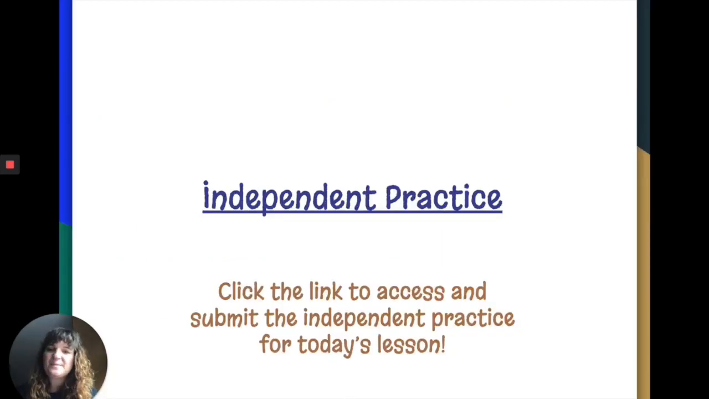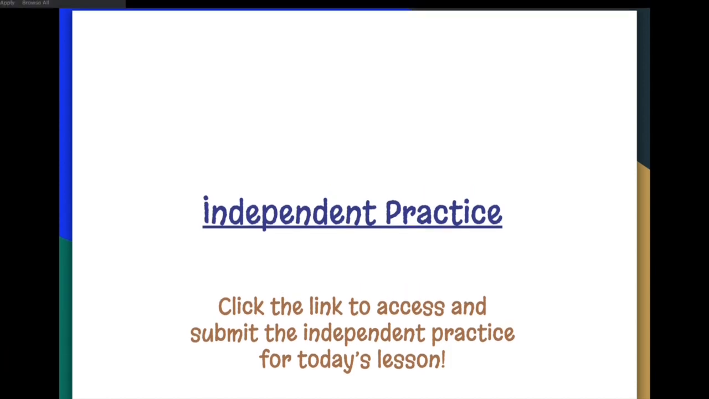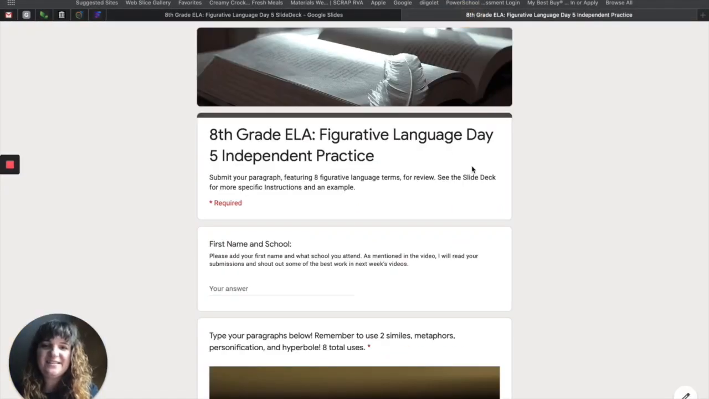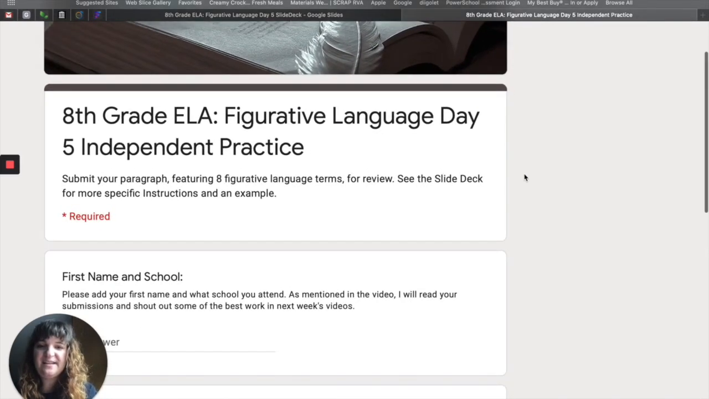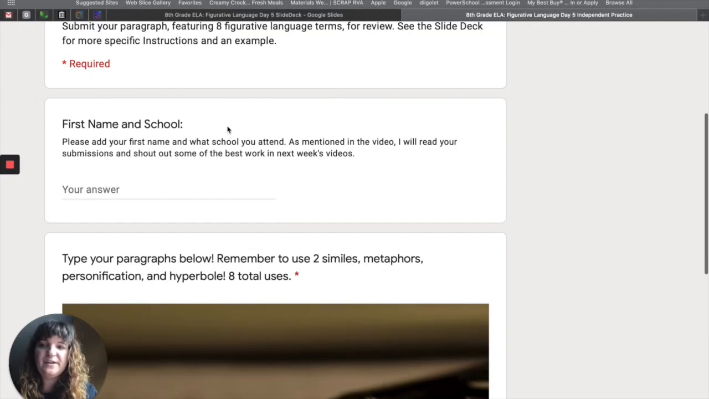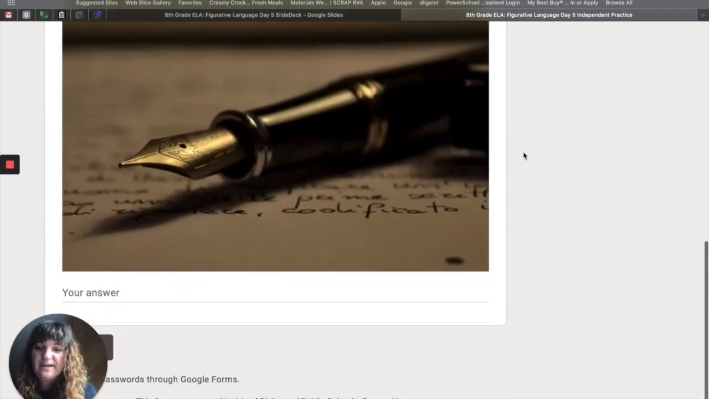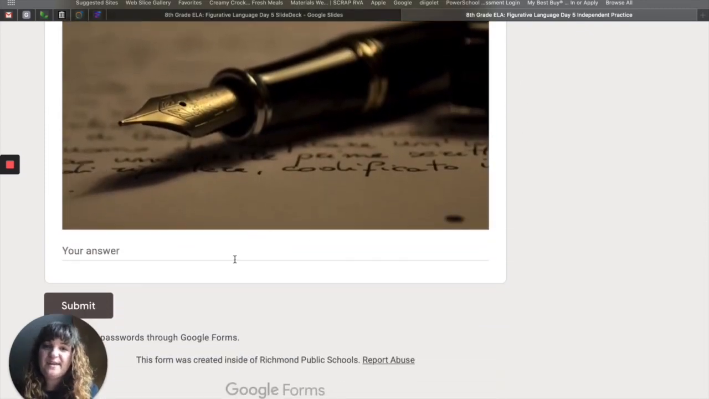The next step is independent practice. So this is where I want you to go and type that story that we were talking about, okay? So what that looks like is this form right here, okay? So you'll submit it here, and we've got a spot for your name and your school. And if you do a really good job, I'll shout you out on next week's videos. And then you just scroll right down and the box will expand to match your paragraphs. I hope you have fun with it. I look forward to reading your responses.